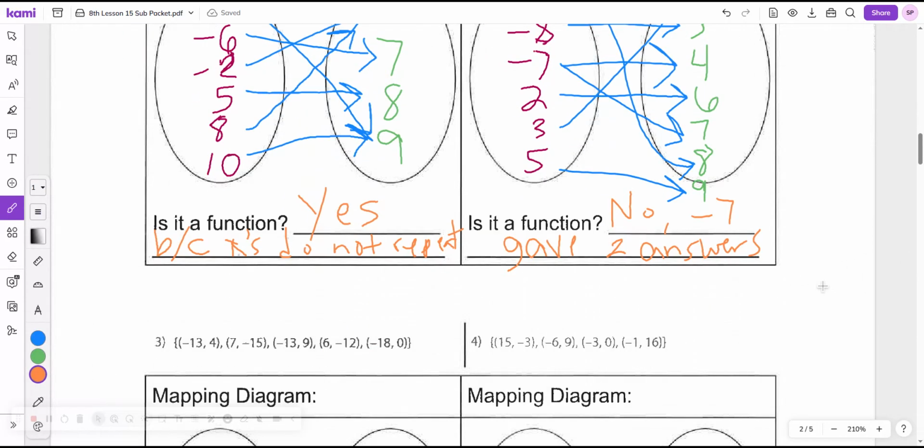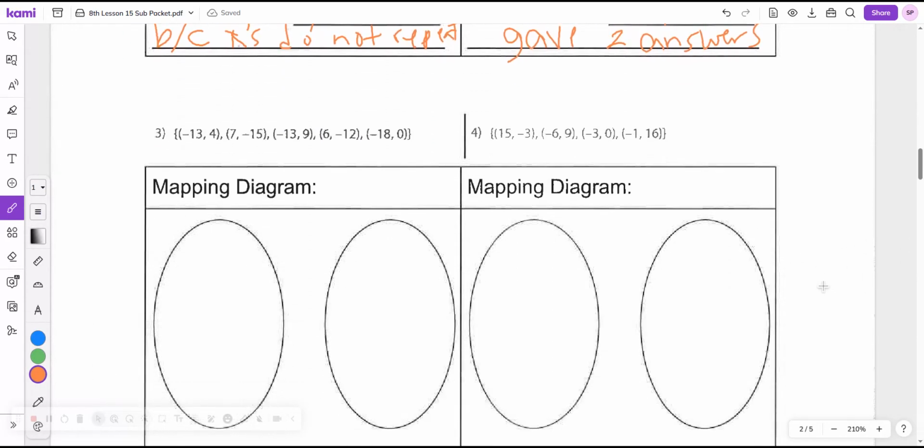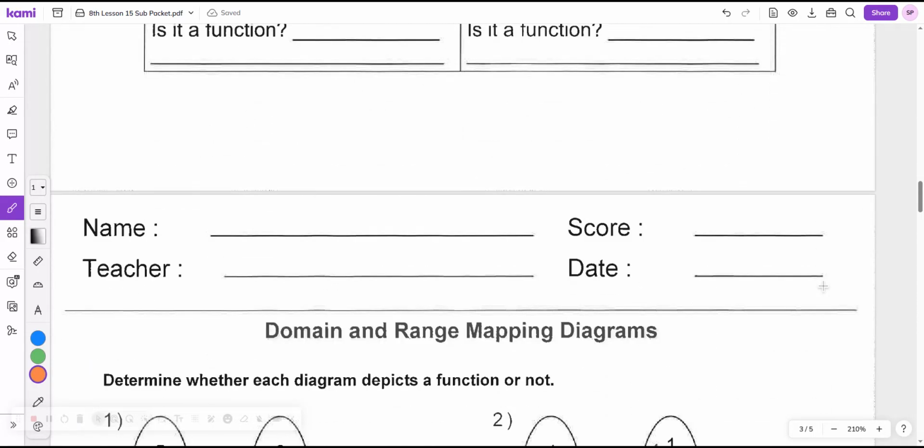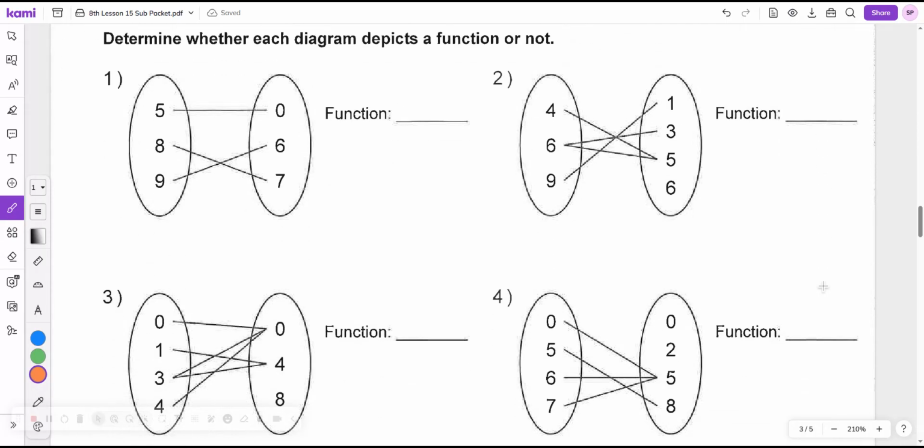All right, you guys need to try to finish these 2 on your own. You can pause and do it. I'm going to go on to page 3. Now that you understand how this works, this is really easy to figure out if it's a function or not because you can see if it's going to give 2 answers or not. So number 1 is a function, yes, because that gives 1 answer, 8 gives 1 answer, and 9 gives 1 answer. So as long as each input only gives 1 output, it is a function.